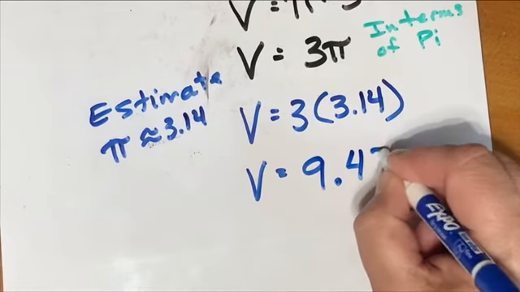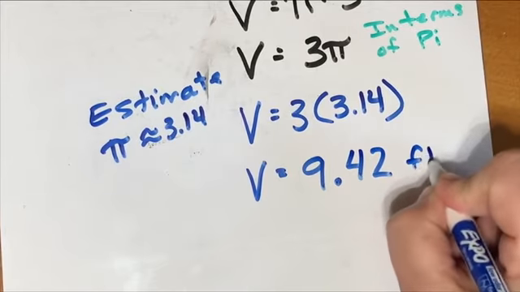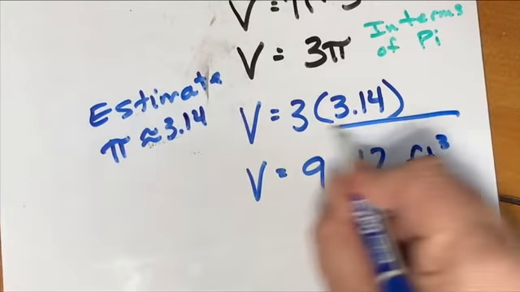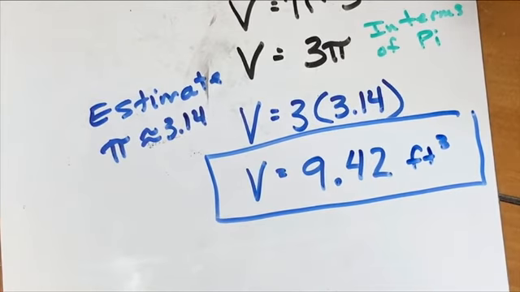Now you're going to see I'm going to write this answer right here, and the units were feet cubed. I'm going to go ahead and put a box around it. However, looking at the workbook right now, I can see it says round to the nearest tenth. So I should have written 9.4. Okay.